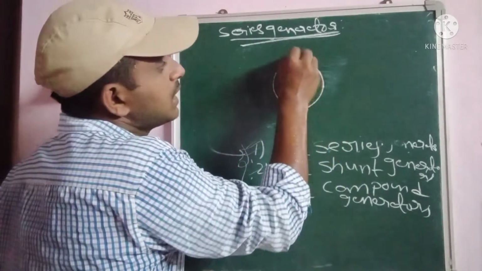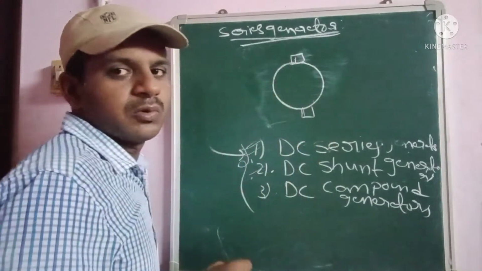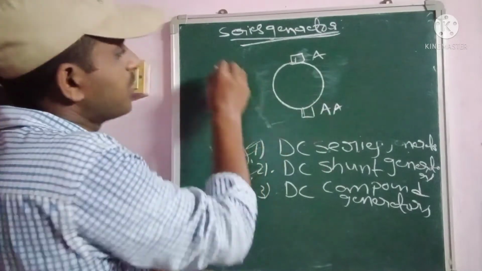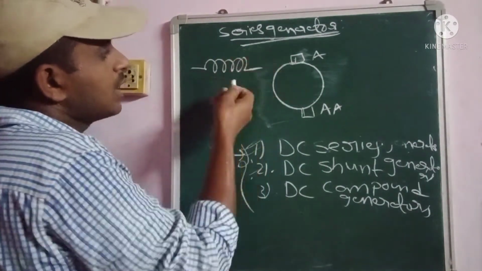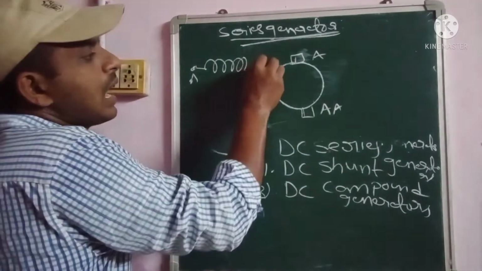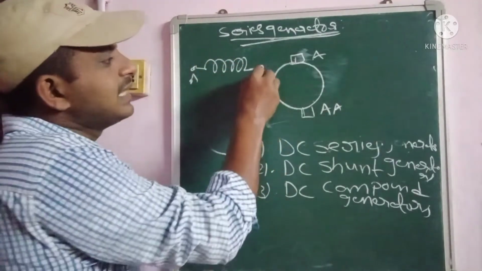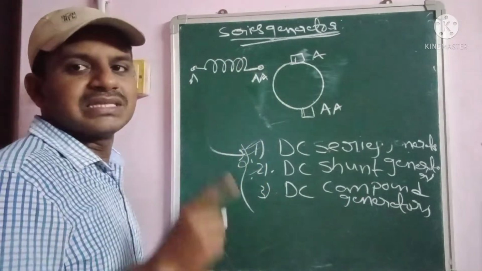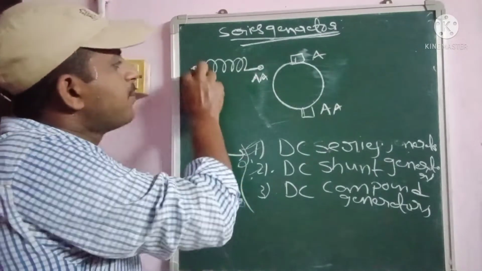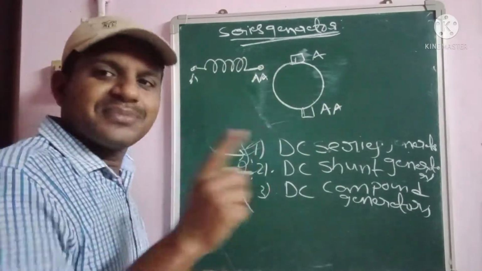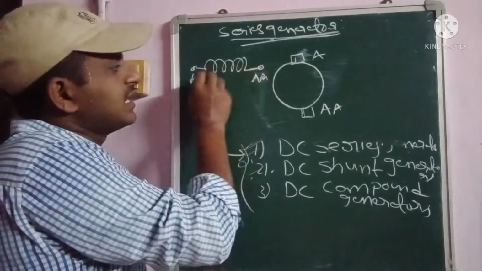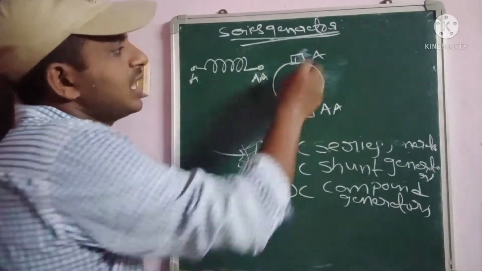We simply indicate it like this: this is A and this is AA. Why? Because the armature winding terminals are indicated as one terminal A and the other terminal AA. Please remember that, very important. This is the indication of the armature winding terminals at both ends. One is A and the second winding end is AA.